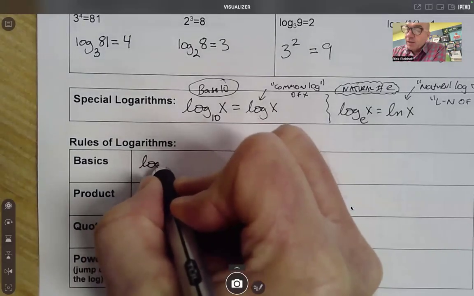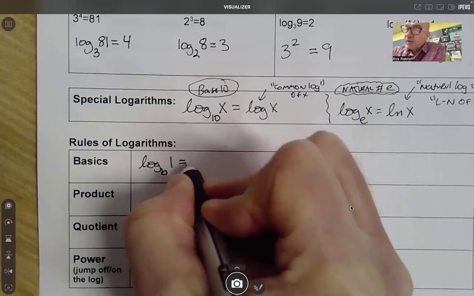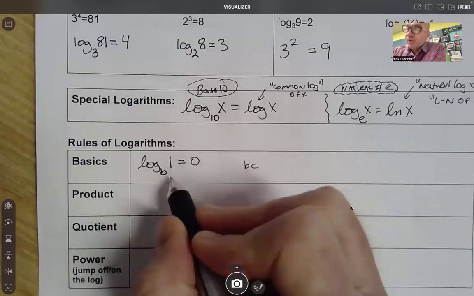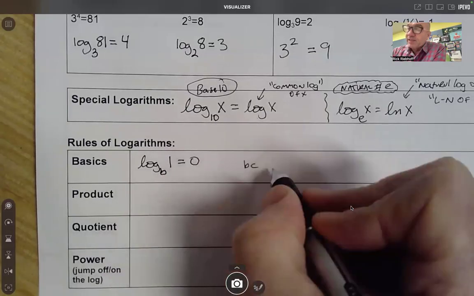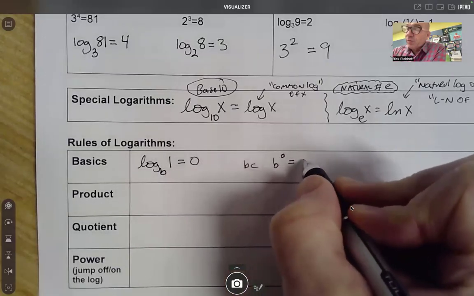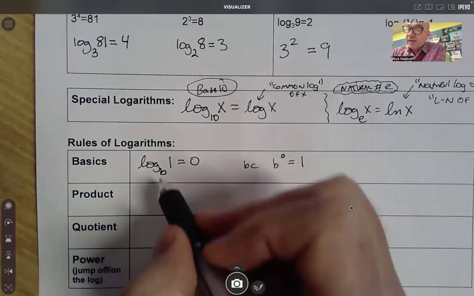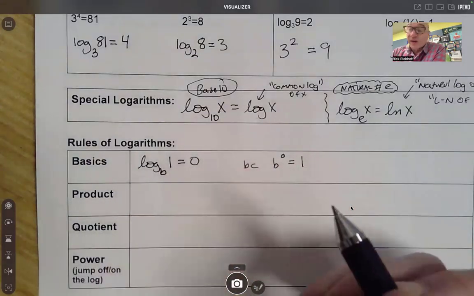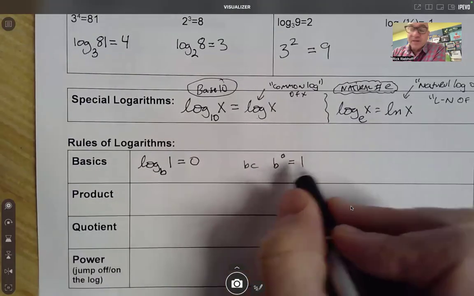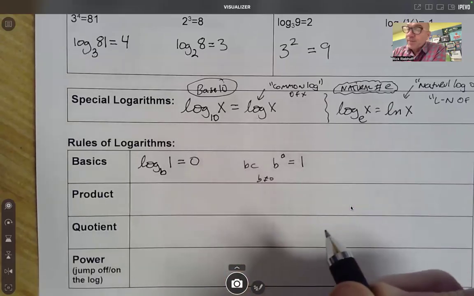Log base b of 1 equals 0. This is because if we convert it, the base stays the base and the others change place: b to the 0 equals 1. Anything to the 0 power is 1, so log base b of 1 is 0. That's the reason why. And b cannot be 0, just so you know. The base cannot be 0.